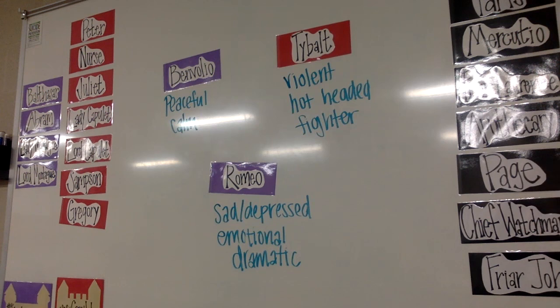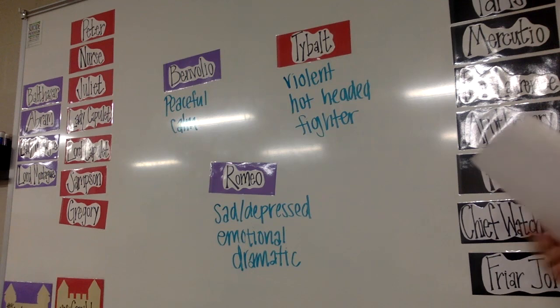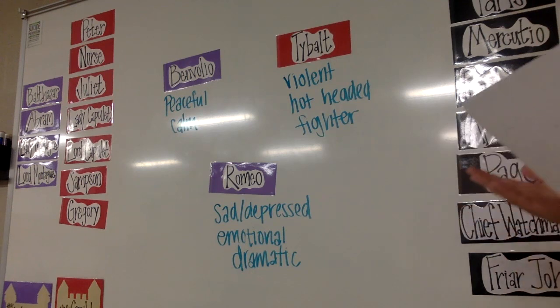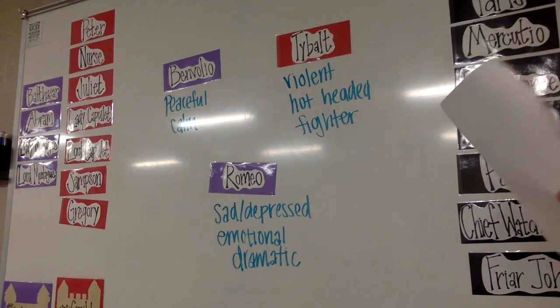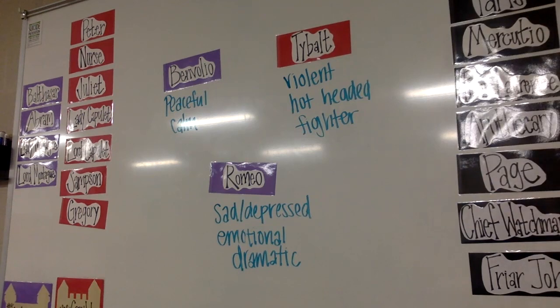Paris says, younger than she are happy mothers made. So again, going back to the time period, he's saying, yeah, girls younger than her are someone's mother. Crazy to think about now. Capulet points out, too soon marred are those so early made. Okay, so he's saying that's not always the best for them.